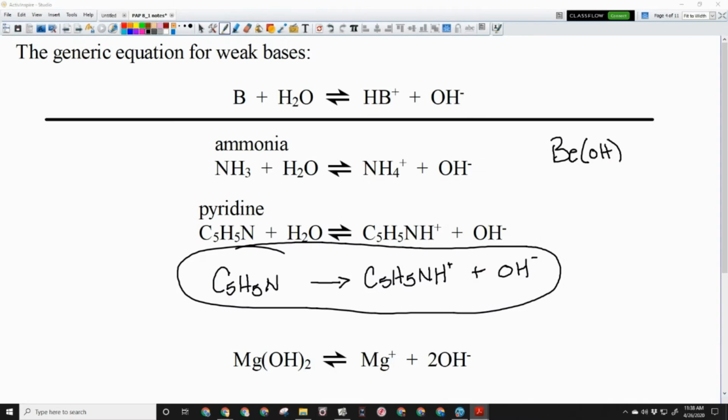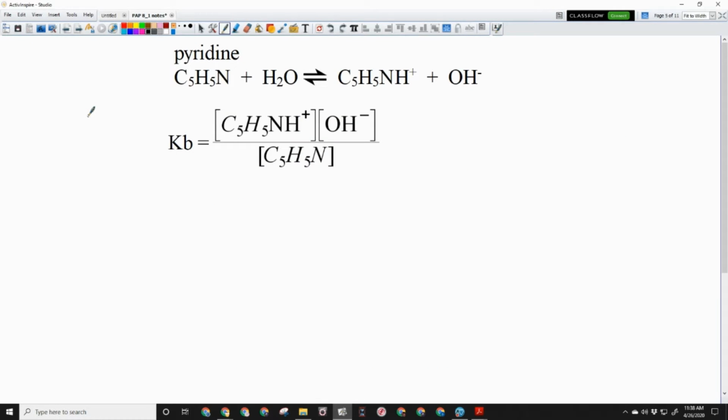They dissociate less than 100%, so that makes them considered weak. But in our discussion of acids and bases, Ka and Kb are not used for them. When we're talking about Ka and Kb and the dissociation of weak bases, we always use other types of bases. So you won't see any problems with magnesium and beryllium in this course.